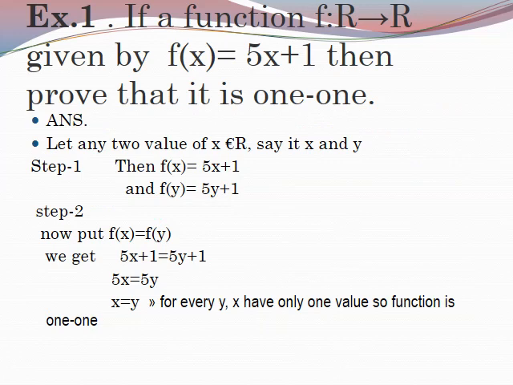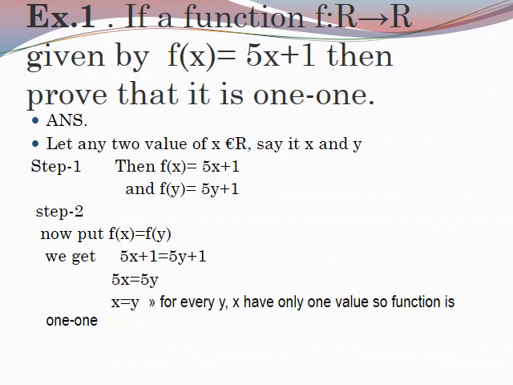Good. Now there is an example. You have to just see example number 1. Your function f defined from real numbers to real numbers is given by f(x) equals 5x plus 1. Then prove that it is one-one. So here the domain of the function is the real numbers. Now we suppose any two values of x from the real numbers. Let them be x and y. f(x) is given, which is 5x plus 1. Now find f(y), which is 5y plus 1. Now we put f(x) equals f(y). After putting, we get 5x plus 1 equals 5y plus 1. Now from both sides 1 is cancelled, so we are left with 5x equals 5y.